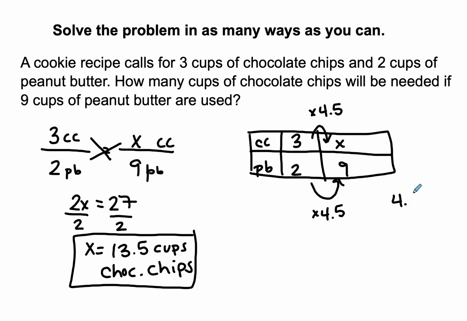And then I'm going to do the work. 4.5 times 3. 5 times 3 is 15. 4 times 3 is 12 plus 1 is 13. 1 decimal in the problem, 1 decimal in the answer. Yep, still got that same answer of 13.5 cups.